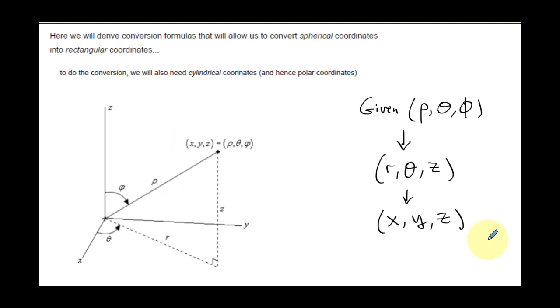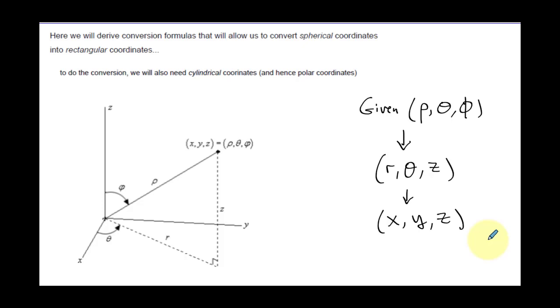Okay, here we will derive conversion formulas that will allow us to convert spherical coordinates into rectangular coordinates. And to do the conversion, we'll also need to use cylindrical coordinates, and therefore we'll also need to use polar coordinates. So I always like to think of this as, why do we need polar coordinates? Well, one reason is then we can do cylindrical coordinates. And if we have cylindrical coordinates, then we can do spherical coordinates. So we need polar coordinates to be able to understand spherical coordinates.